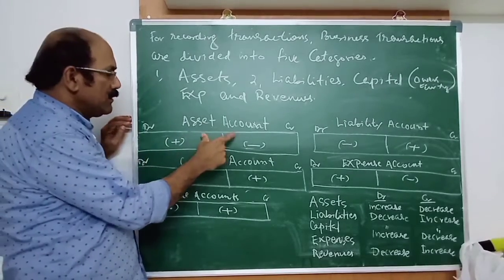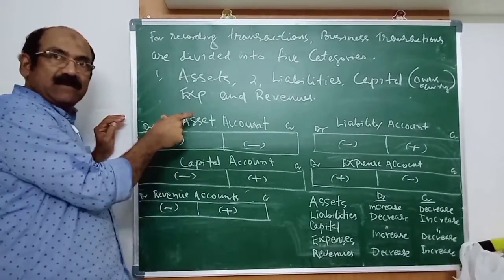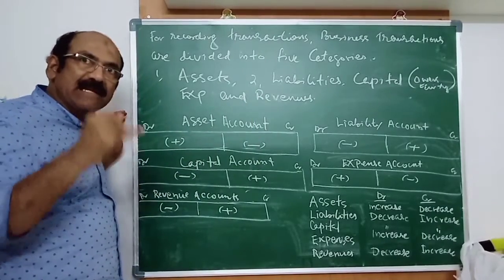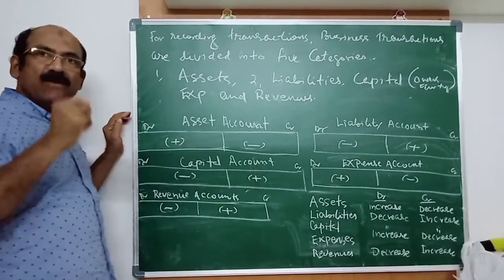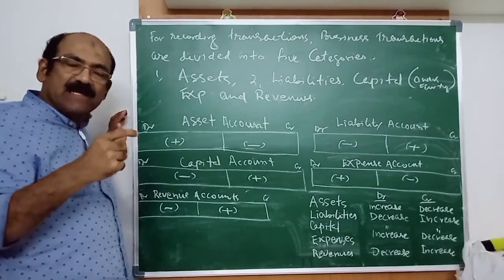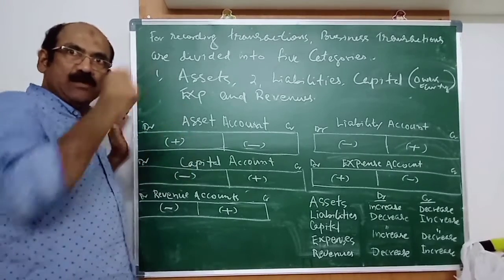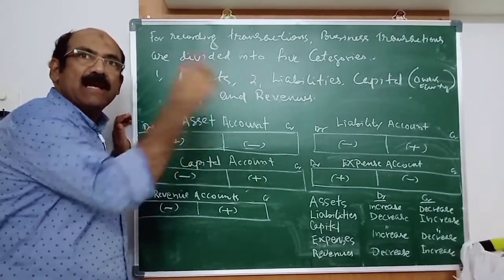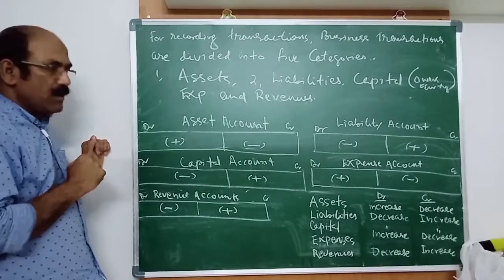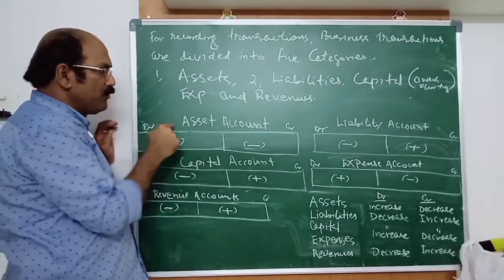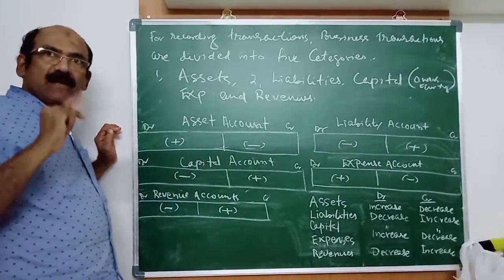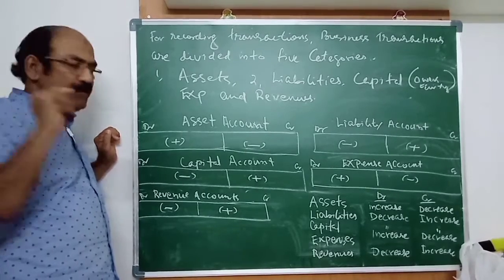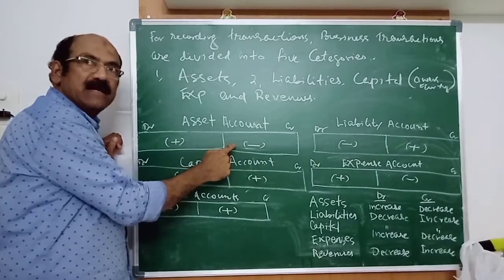Asset account, when you debit, it increases. When you credit, it decreases. Asset, debit increases, credit decreases. Now go to liabilities. When you debit liabilities, it is decreasing, and when you credit liabilities, it is increasing. So asset is a debit balance and liability is a credit balance. Before coming to capital, asset accounts include cash in hand, cash at bank, money receivable, fixed assets, things like that. Debit increasing and credit decreasing.